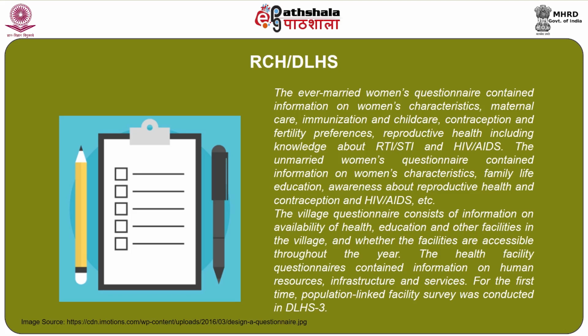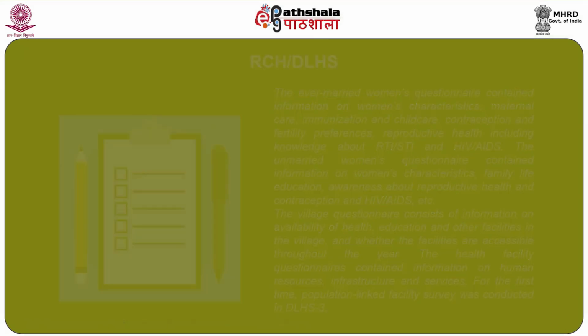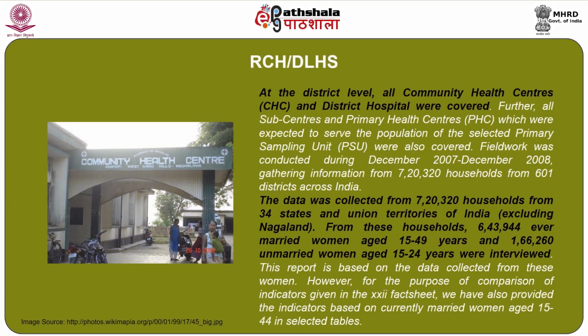For the first time, population-linked facility survey was conducted in DLHS 3. At the district level, all community health centers and district hospitals were covered. Further, all sub-centers and primary health centers which were expected to serve the population of the selected primary sampling units (PSUs) were also covered. Fieldwork was conducted during December 2007 to December 2008, gathering information from 7,20,320 households from 601 districts across India.